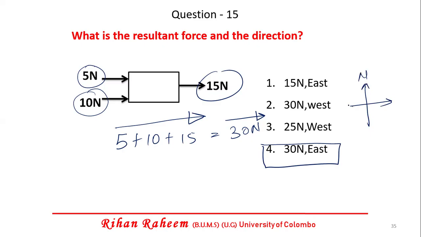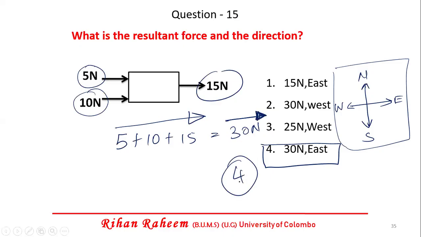This is north, south, west and east. So if they come up with directions, you just put this and find the direction. This arrow is pointing this way, east direction. The fourth one is the answer. I hope you all are clear about it.